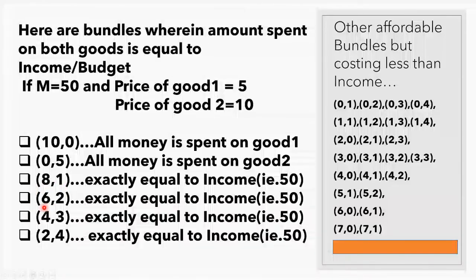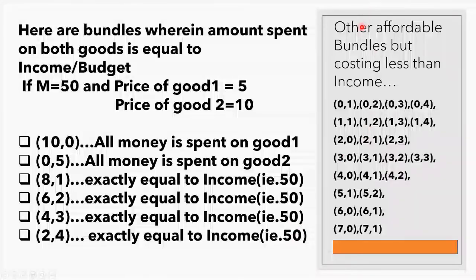Then you have another combination, 6 fives are 30. So 30 rupees is spent here and the remaining 20 on 2 units of good 2 because good 2 costs 10 rupees. 4 units of good 1, 4 fives are 20, remaining 30 rupees on 3 units of good 2. 2 units of good 1, 2 fives are 10, remaining 40 rupees can be spent on good 2. All these 6 combinations cost exactly equal to the budget, that is 50.